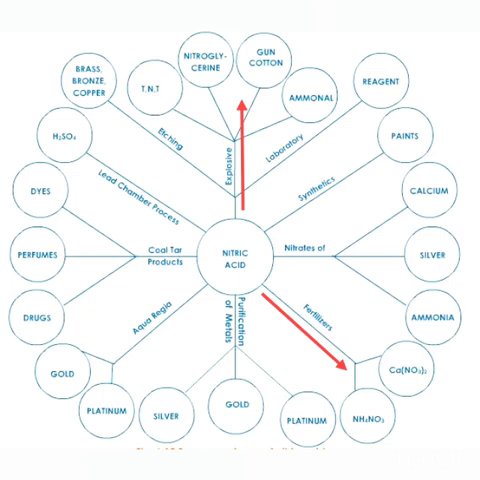Then nitrate salts, for example, calcium nitrate, ammonium nitrate, silver nitrate, and so on. Then there are dyes, perfumes, drugs, and so on from coal tar products. Again, there is sulfuric acid by lead chamber process. Another important use is it is utilized in cleaning of silver, platinum, gold, and so forth. It is also utilized in etching designs on copper, bronze, brass, and so on.